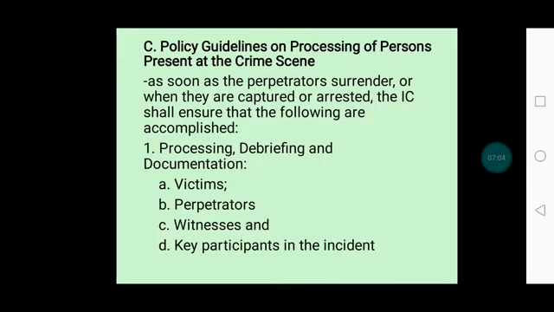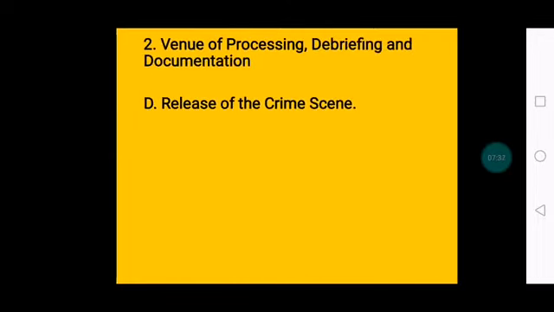As soon as the perpetrators surrender or when they are captured or arrested, the IC shall ensure that the following are accomplished. Number 1 is processing, debriefing, and documentation. They will document victims, perpetrators, witnesses, and key participants in the incidents. Venue of processing, debriefing, and documentation. In here, they will consider the instability of the situation, the safety of the responders and persons found at the scene of the crime, and the preservation of the place of incident. The venue of debriefing and investigation shall be at a neutral and secured place. Next is release of the crime scene.